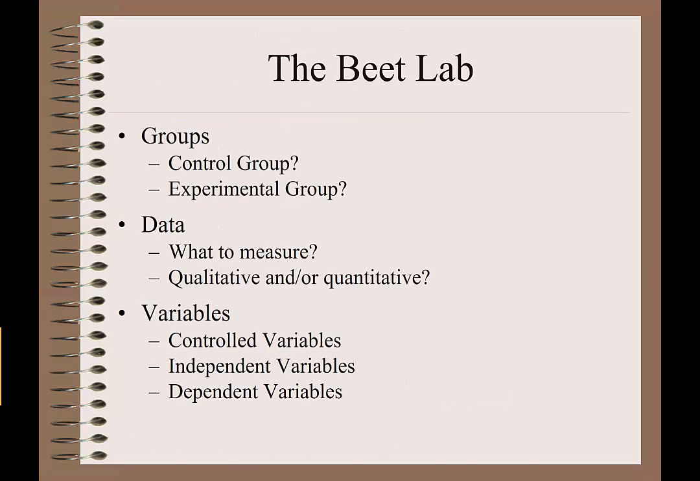So we're going to do a beet lab, and first we're going to just play around and see what happens when we expose beets to stuff. That's about as meticulous as I'm going to get in describing it. And then you're going to design your own experiment in which you're going to look at an experimental group and you're going to decide what you're going to measure. In this case, I'm hoping that you will decide to do both qualitative and quantitative measurements. And then you're going to have to decide on your control, your independent, and your dependent variables. It should be a lot of fun.